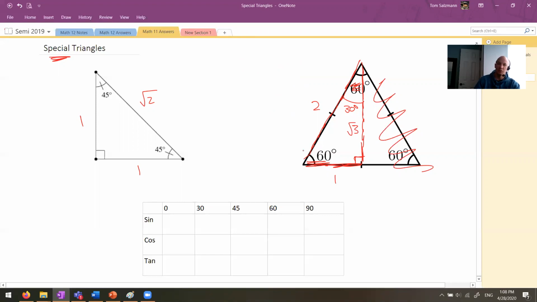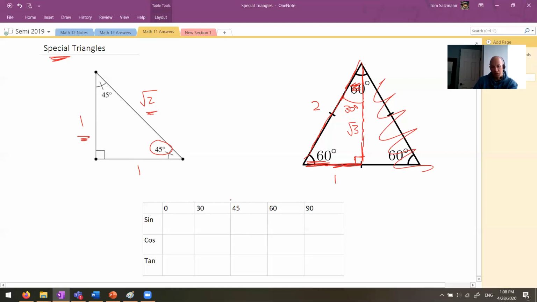So what we can do now is figure out what the trig ratios are for 45 degrees, 30 degrees, or 60 degrees. I've made a little table down here in preparation. We'll also do 0 and 90. They're kind of like special triangles in a way. The first one I'm going to look at is the 45, 45, 45 special triangle. You'll notice that sine of 45 degrees, opposite over hypotenuse, is going to give us a sine ratio of 1 over root 2.